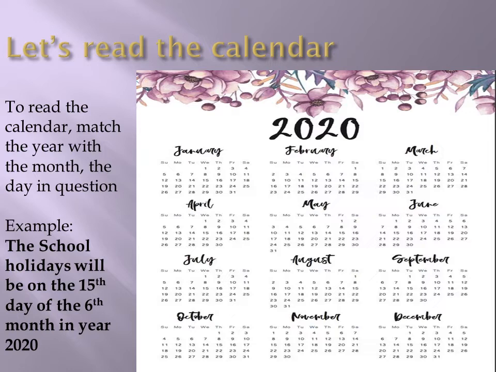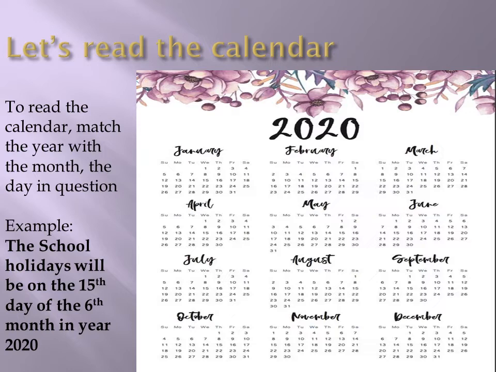Let's have an example. The school holidays will begin on the 15th day of the 6th month in the year 2020. Now let's look at the dates. Let's look at each of them. Let's match the year first, so you don't make a mistake of looking at the 2019 calendar. Okay, this is a 2020 calendar. So let's match the year first. Then what's the next thing? With the month, it says the 6th month. When is the 6th month?